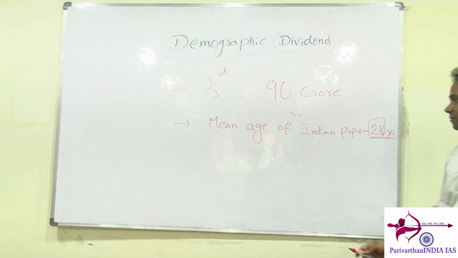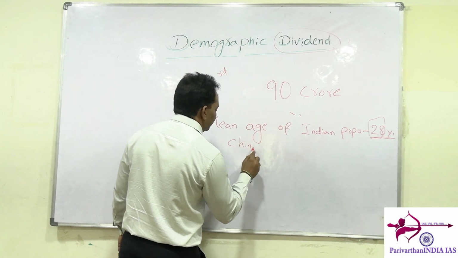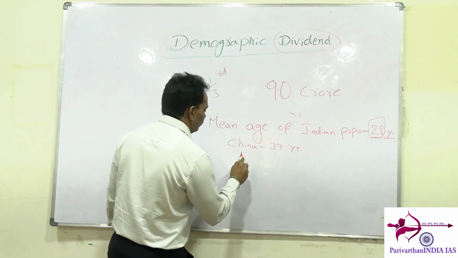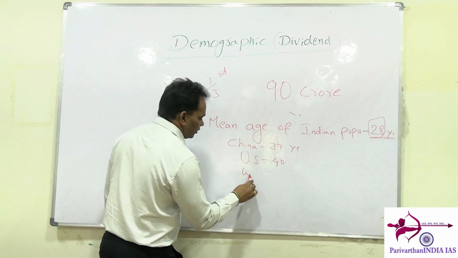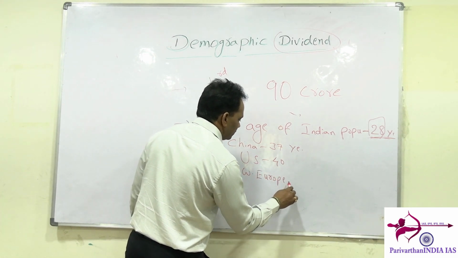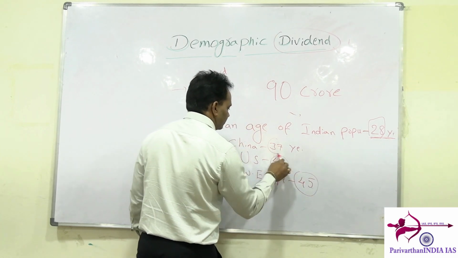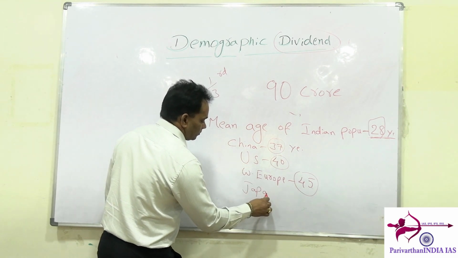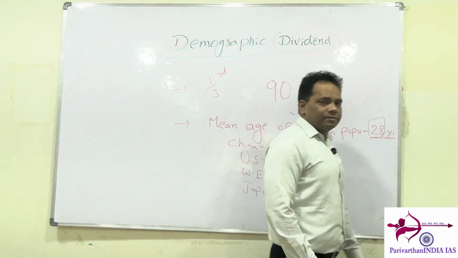If it is China, the mean age is 37 years. In the US, 40 years. In Western Europe, 45 years. If it is Japan, 49 years. That is the mean age.